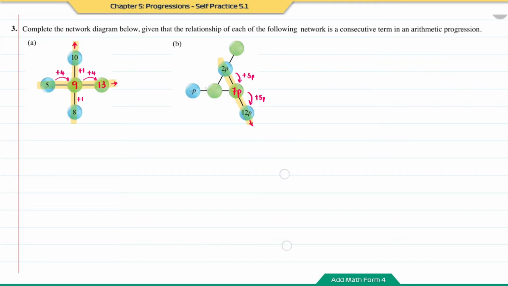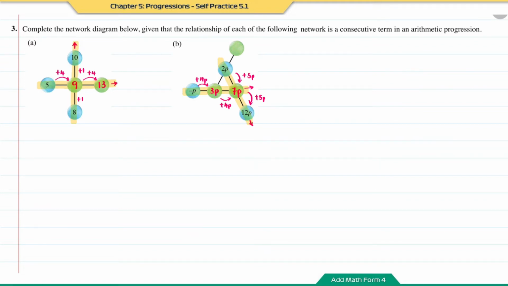Next, I'm going to solve for this sequence. If I look at this sequence from left to right, it is getting bigger. The difference between negative p and 7p will be equal to 8p, which is 7p minus negative p. So 8p divided by 2, you will find that this sequence is formed by adding 4p to the previous term. So negative p plus 4p is equal to positive 3p.